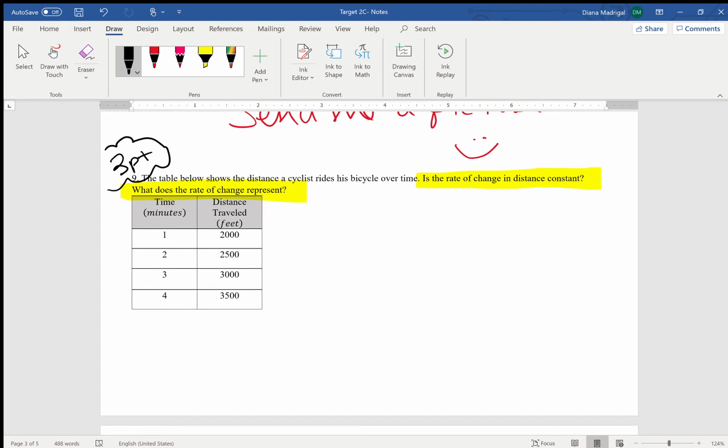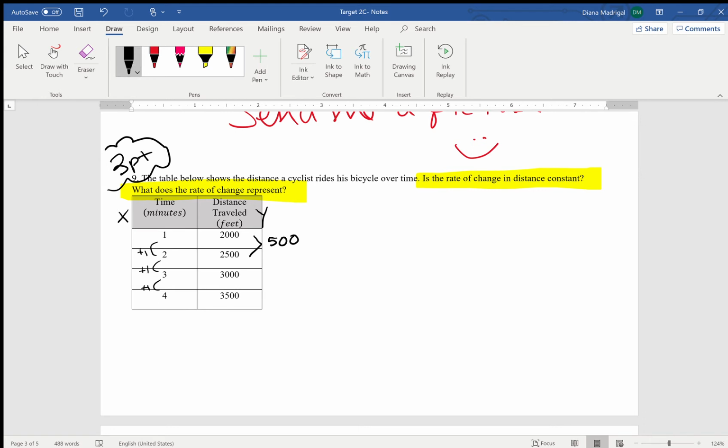Okay. As you notice on the table, remember the first column is always the x, the second one is the y, no matter what. Okay, as you notice, time in minutes is increasing by 1. It's always going by 1 minute. 1 plus 1 is 2, 2 plus 1 is 3, 3 plus 1 is 4. Okay, so it's going by 1. So the time, the x, is always going to be 1. The distance traveled is the one that changes, okay? We need to find the rate of change for this one. So the change between 2000 and 2500 is actually 500.